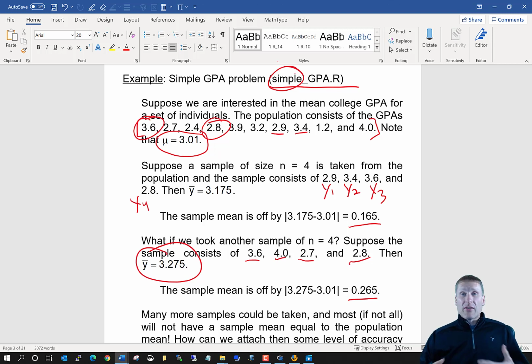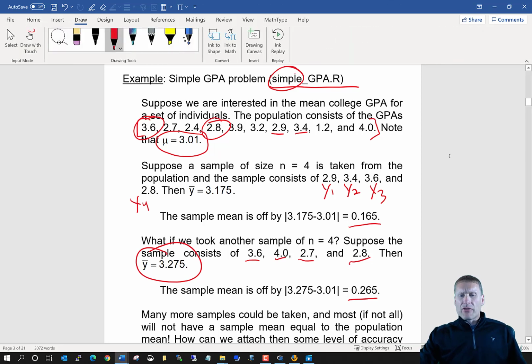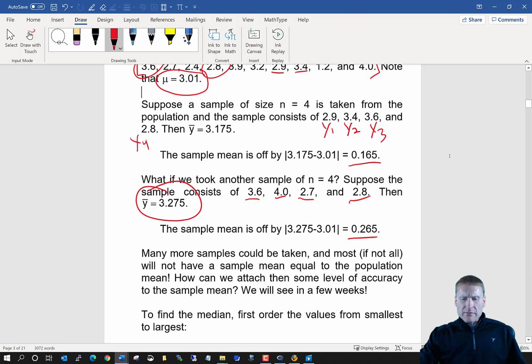And so, you know, we could keep on taking many more samples, and very rarely, if any of them, will actually be equal to the population mean. But what we like to be able to do, and this is one of the main purposes of this course, is to have some measure of how good this sample estimate is, the sample mean in this particular case. In order to make that judgment, we're going to try to quantify this variability that we see from one sample to the next sample. And that will be done later in our course. That will help us get some kind of a measure of how accurate our estimate of the population mean is.